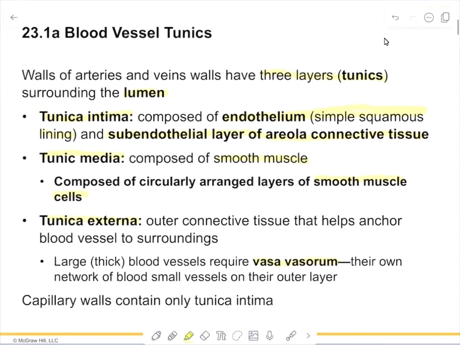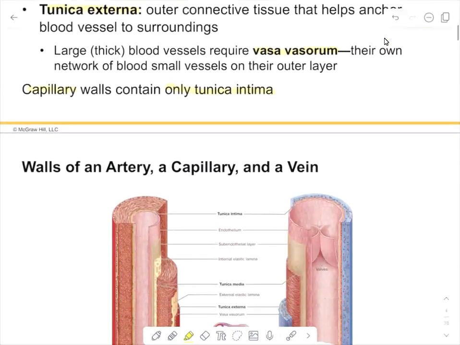The third group of blood vessels, besides arteries and veins, is the capillaries. And capillaries are an exception to this rule. They only have one layer, which is the tunica intima. And this should make sense to you because the main thing that happens in the capillary is diffusion of gases and nutrients. So that's why there's only one layer of thickness.